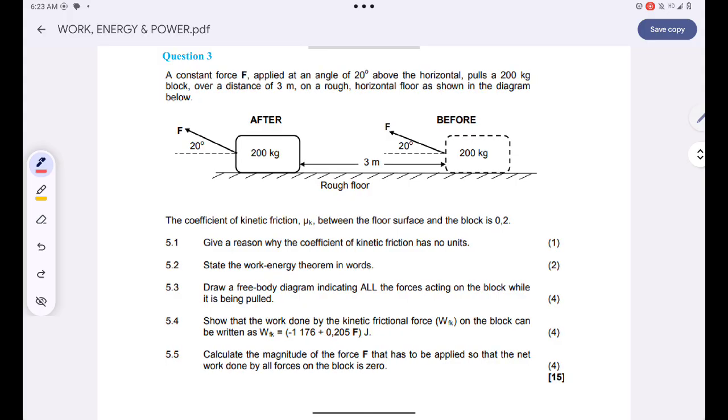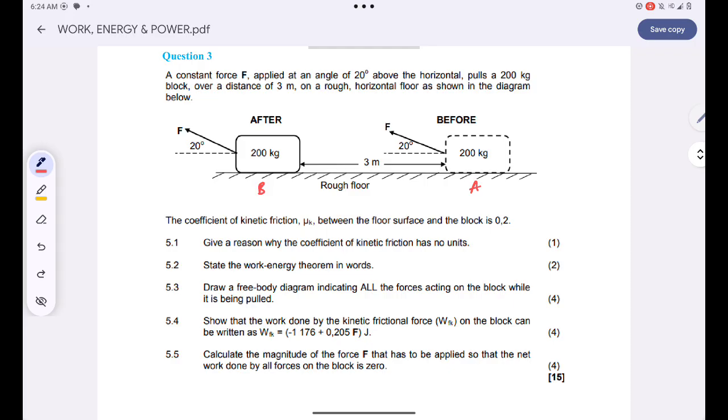Okay, we are told that a constant force F is applied at an angle of 20 degrees above the horizontal, and it pulls a 200 kg block over a straight distance on a rough horizontal floor as shown in the diagram below. Okay, so that's the initial position and that's the final position. The coefficient of kinetic friction, μk, between the floor and the surface of the block is 0.2.